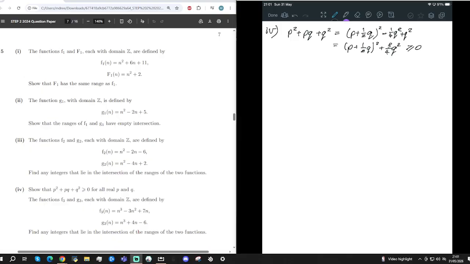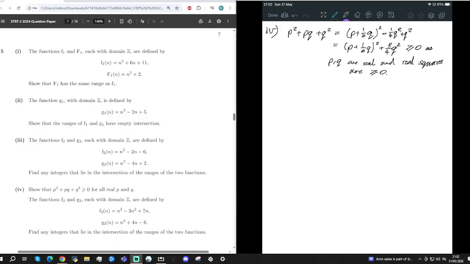which is greater than or equal to 0, as p and q are real, and real squares are greater than or equal to 0. Also justifies why we had to say p and q were real. If either of them were complex, then that statement is no longer true. Okay, interesting question. Why is it useful?